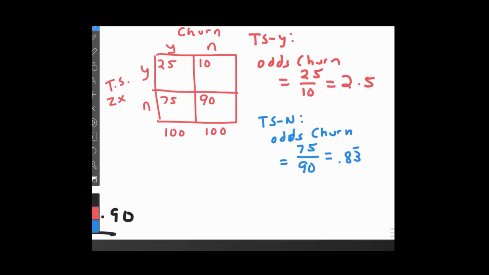Take a moment and pause if you have to and make sure that you understand where those numbers came from. And then the odds ratio is just a ratio. The odds for the first group is 2.5 divided by the odds for the second group, which is 0.83, repeating. And that's 3. So that means that the odds for people who did contact technical support 2 or more times are 3 times as high as the odds for those who did not contact technical support.